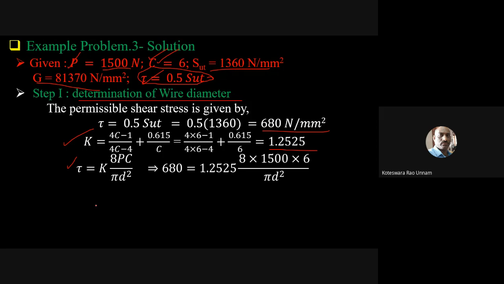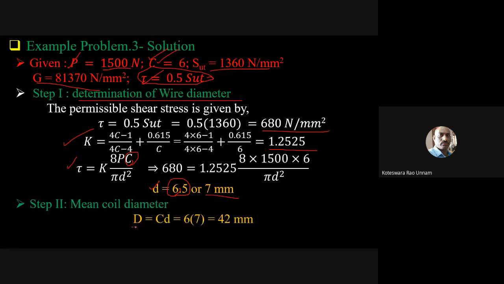Then we can compute the resultant shear stress using this relation: tau equals K into 8PC by pi d square. Here I use C instead of D because he has given the C value instead of the D value. No need to compute the D value also. So 680 is equal to 1.2525 into 8 into 1500 into 6 by pi d square. Using this, we'll compute the d value. d comes out as 6.5 mm, rounded up to 7 mm.